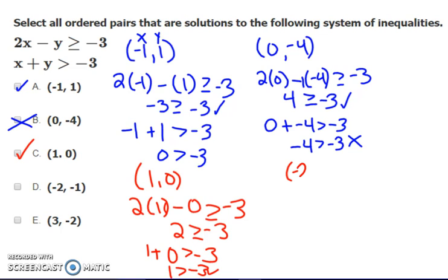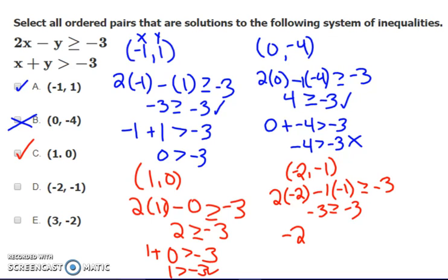If we check D, we get (-2, -1). Well, 2 times -2 minus, we're going to say -1 times -1 is greater than or equal to -3. 2 times -2 is -4. -1 times -1 is +1. Well, -4 plus 1 is -3. And -3 is equal to -3, so that works. Now I'm going to take my -2 plus my -1, and we want to know, is that greater than -3? Well, this becomes -3. In this case, it's saying -3 is greater than -3. Well, they're not greater than each other. They're equal. So because that does not work, letter D is out.